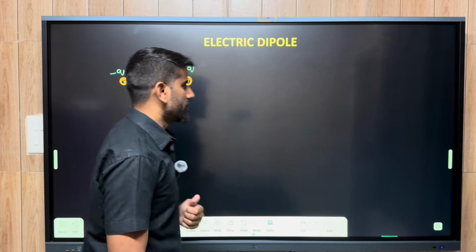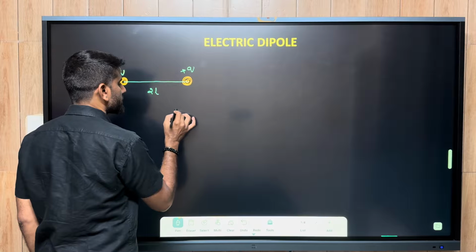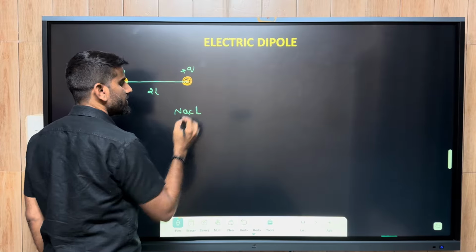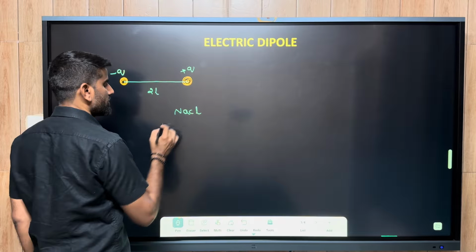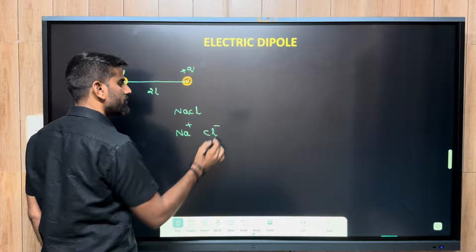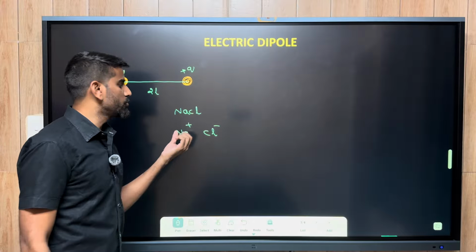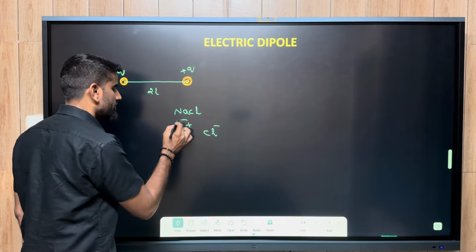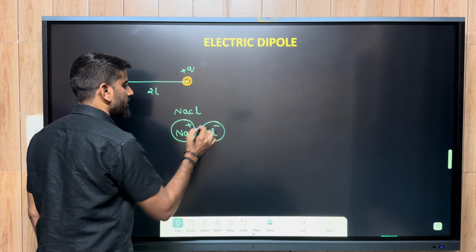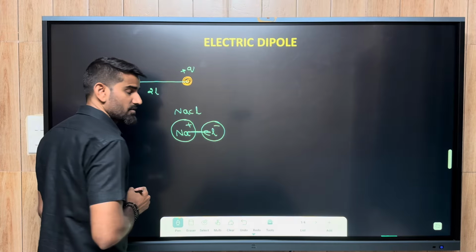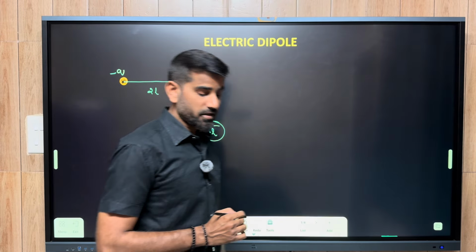Let me give you an example. For example, there is a composition called NaCl. This is formed due to Na plus and Cl minus. If I separate this NaCl into two ions, Na plus and Cl minus, this is positively charged and this is negatively charged. These two charges separated by a small amount of distance is called an electric dipole.